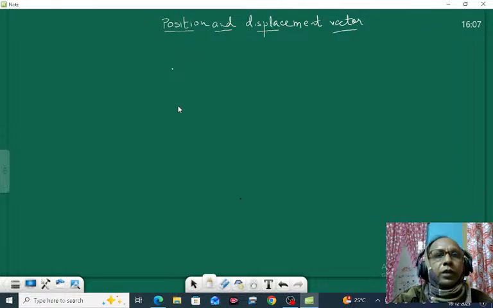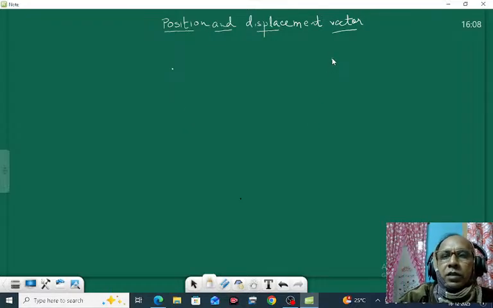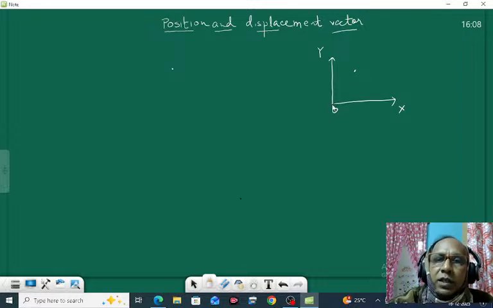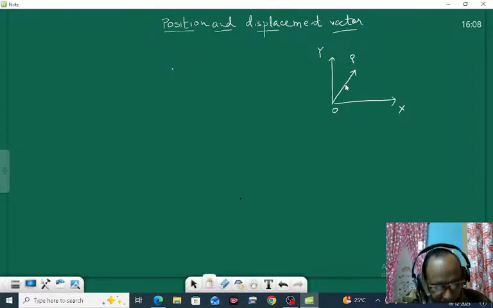Now we will deal with position and displacement vectors. Position vectors can be represented in this way. The vector which gives the position of an object with respect to the origin of a coordinate system is called the position vector. It is represented by r. Suppose this is the OX axis, and this is the OY axis. Suppose I represent a position P by vector r. This is called the position vector, right?